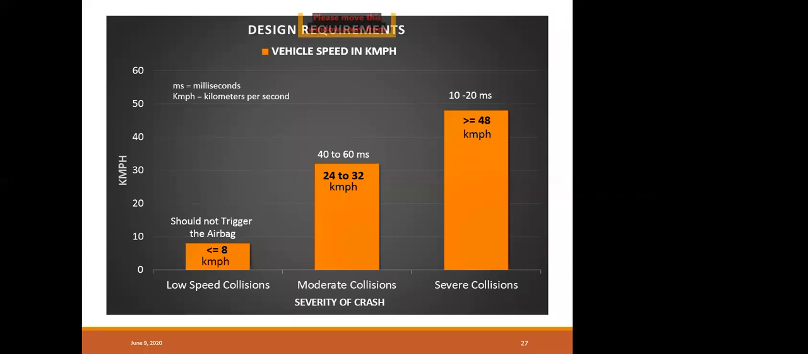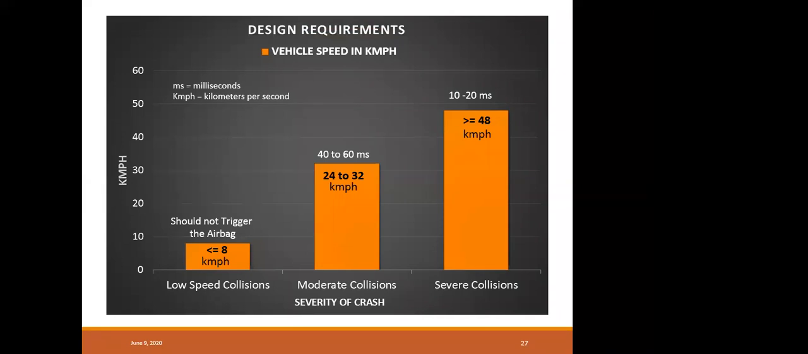Okay, so the airbag should not be inflated whenever it is not required. And the second reason is the cost. Airbag is not a prolonged application device. Airbag will be inflated only once in its lifetime. Once it is inflated, that's it.